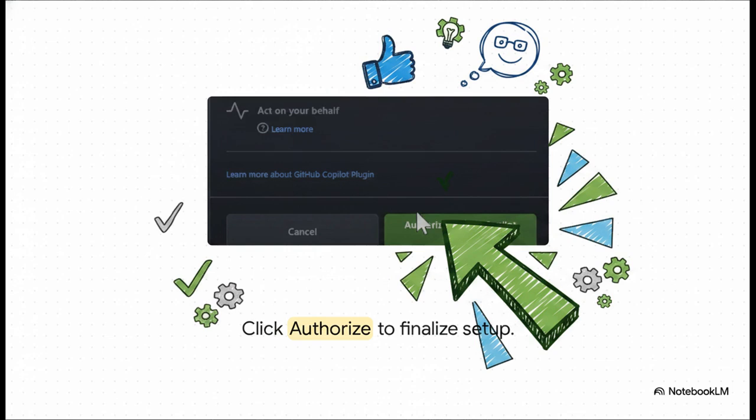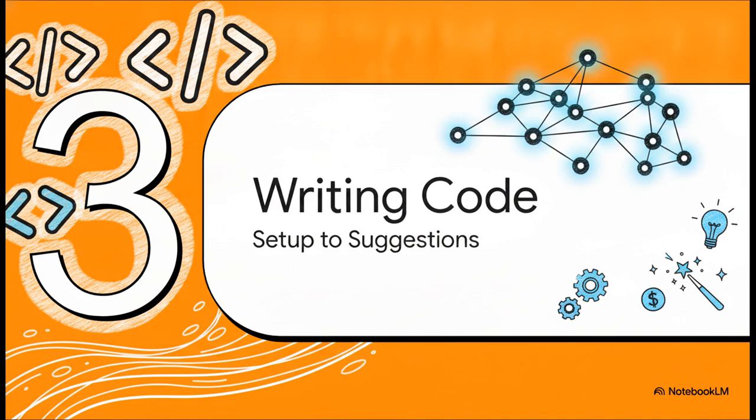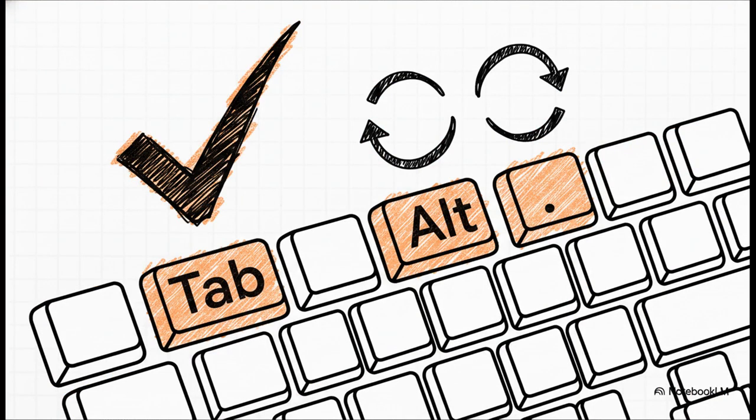Seriously, congratulations. You've just successfully wired an AI brain right into your computer, and it is fully authorized and ready to help you code. Let's jump to Section 3, Writing Code with AI, from Setup to Suggestions. Okay, getting used to having an AI assist you definitely means building up some new muscle memory. And for a beginner, mastering these 2 physical hotkeys is hands down your biggest, most critical hurdle.